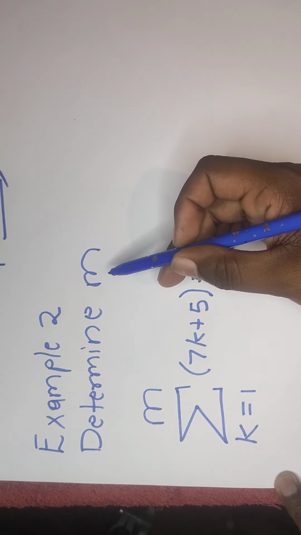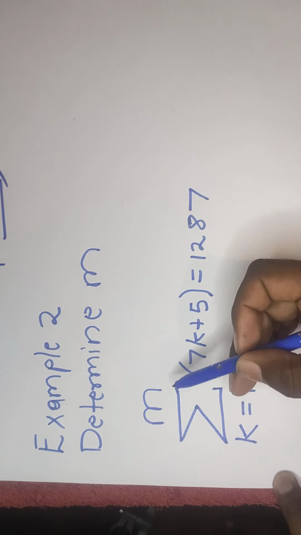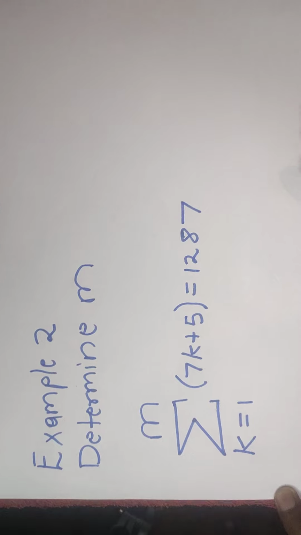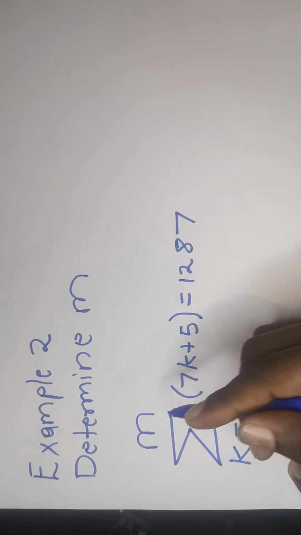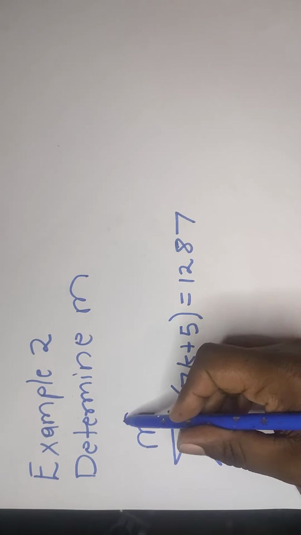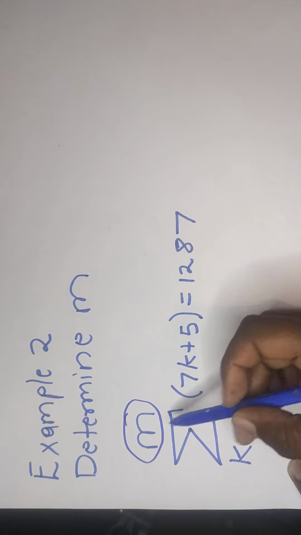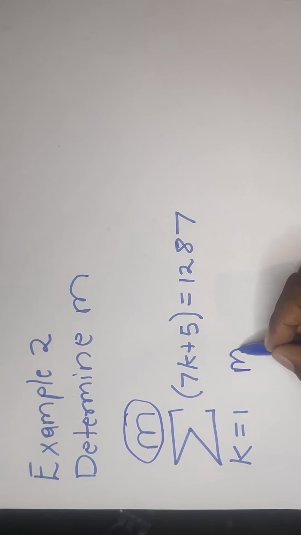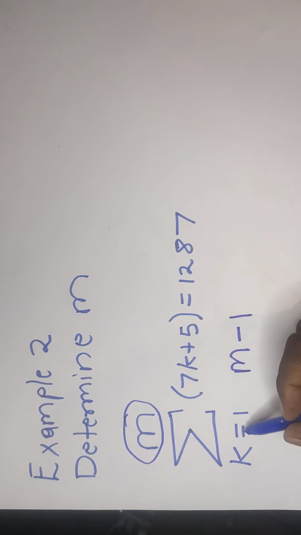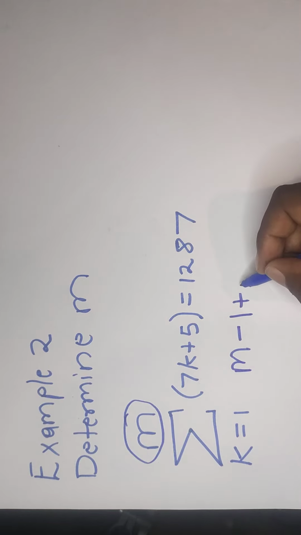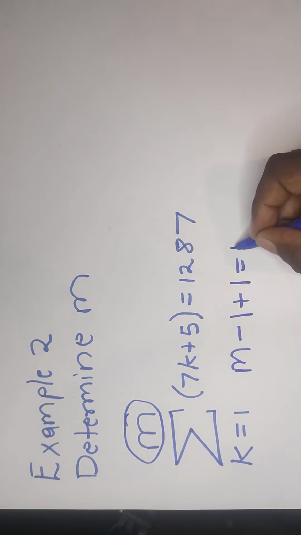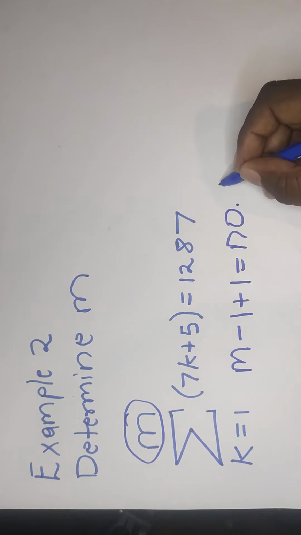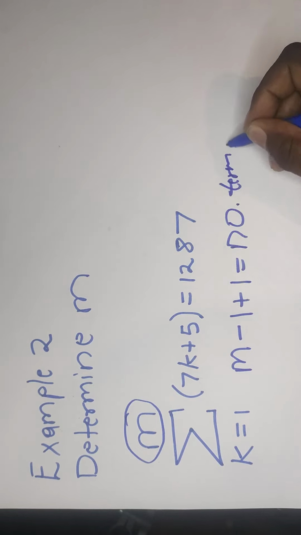Alright, find m. So the first thing that you need to do whenever you do math sums is to be aware of what you are calculating. So in this case, you must find m. So what is m? M can only be included in the equation that says top minus bottom, in this case minus 1, plus 1 is equal to the number of terms.